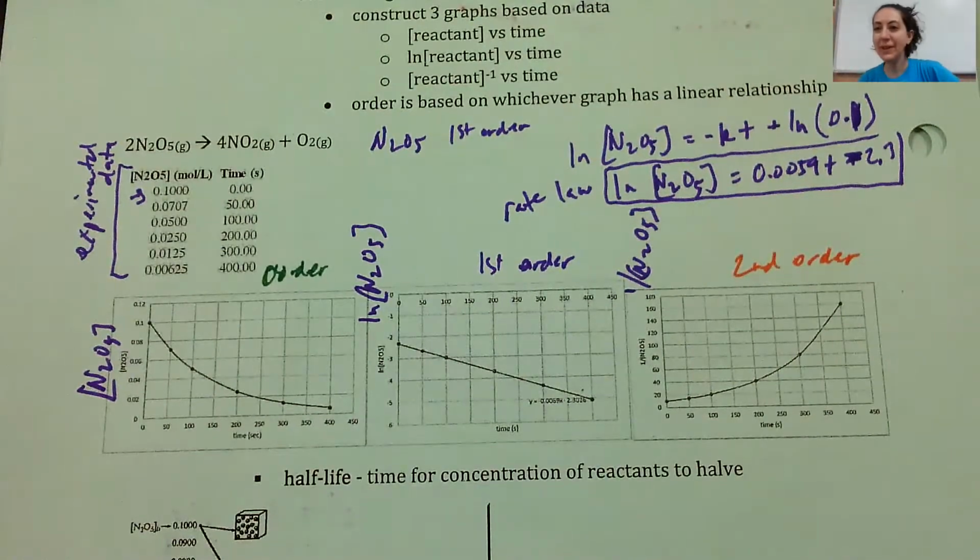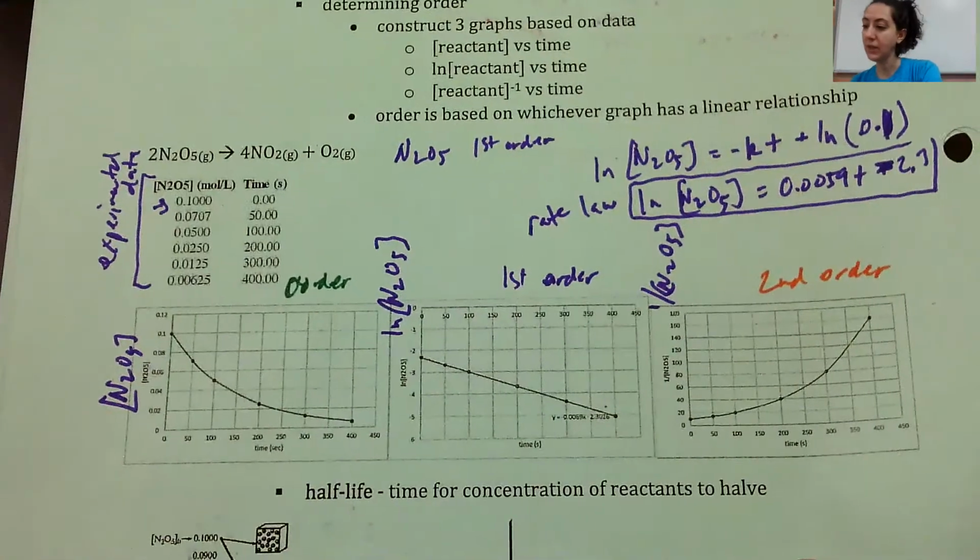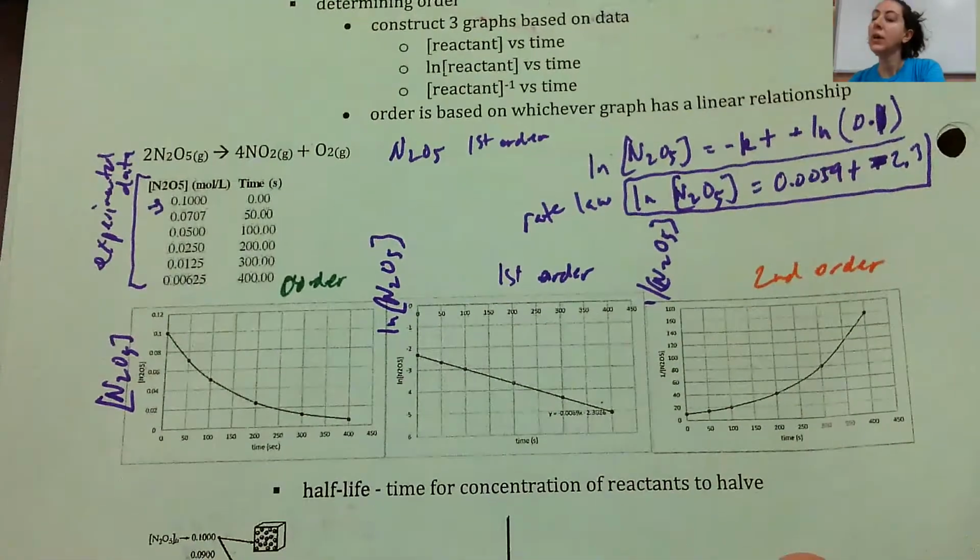Okay, continuing where we left off from part one. Let's see where we were. Yes, okay. So we were talking about the integrated rate law, and we just finished going over the order of reactions and how to find them based on different graphs.